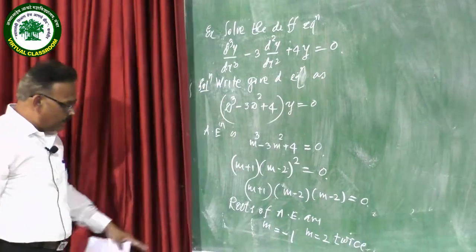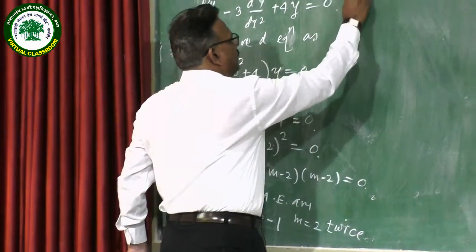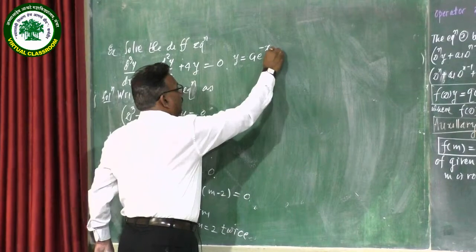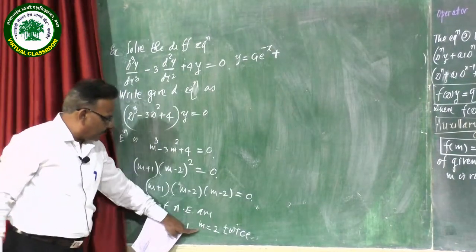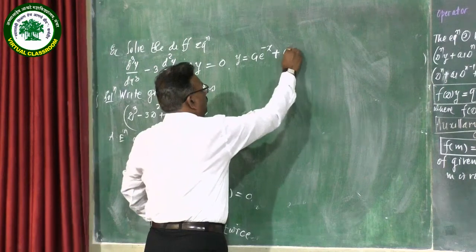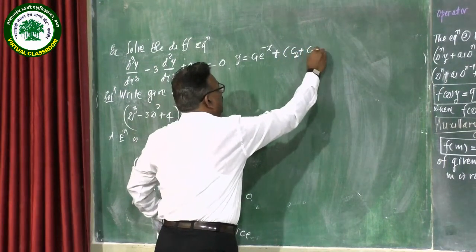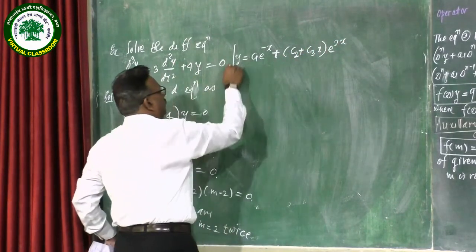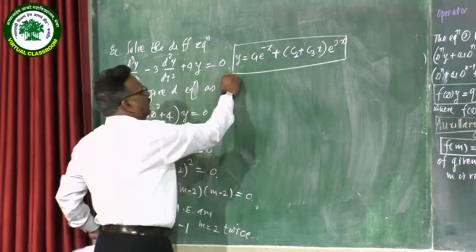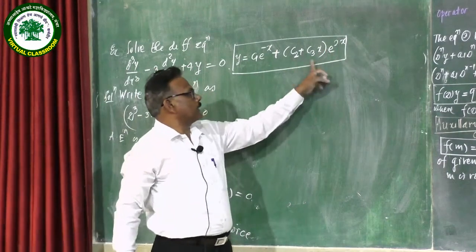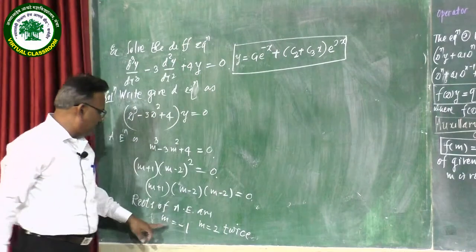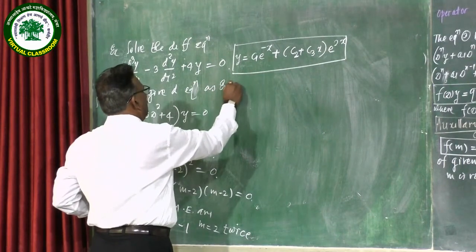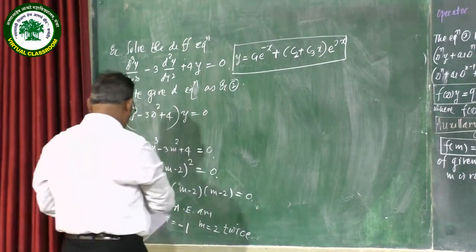Then what will be its solution? Its solution will be y is equal to c1 e raised to minus x plus, here 2 is a root which is repeated 2 times, therefore the arbitrary constants are c2 plus c3x into e raised to 2x. This root is repeated 2 times, therefore c2 plus c3x, and c1 e raised to minus x is the answer for m is equal to minus 1. One more example, example number 2. Solve the differential equation.